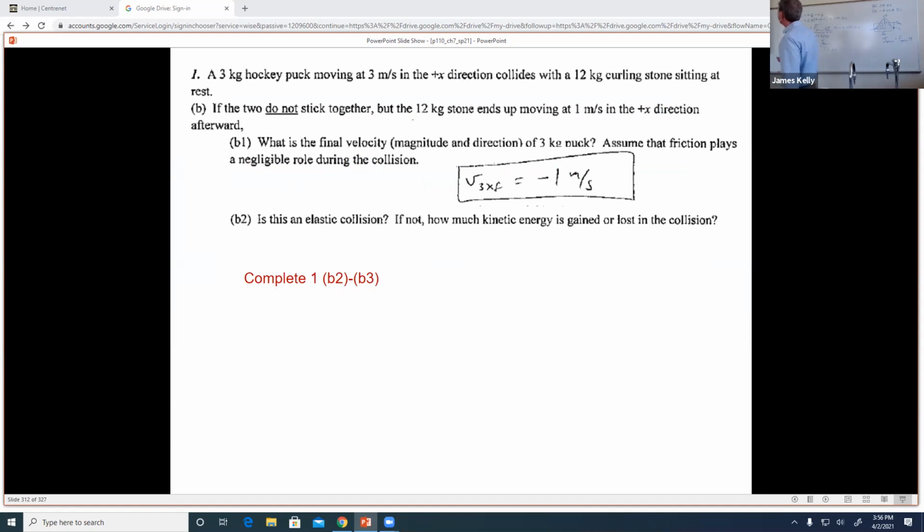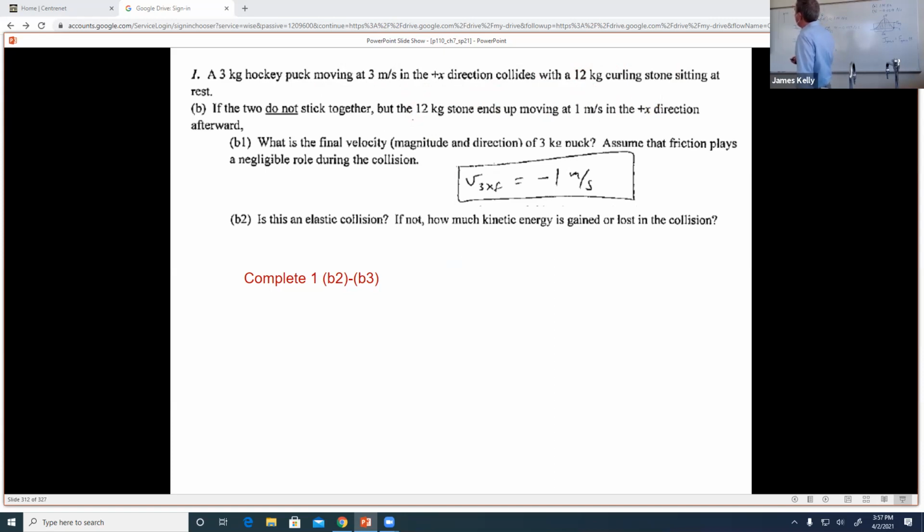So I think we did 1B on Monday and B1 before, but we didn't do B2, and there might be a B3 too. Rather than having you do it because the time is short now, I just want to go through the solution to this. So recall, we've got a hockey puck moving at 3 meters per second in the plus x direction. It's a very massive hockey puck. I also made up the curling stone math, so don't blame me for that.